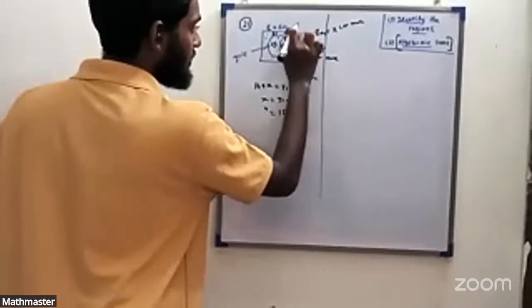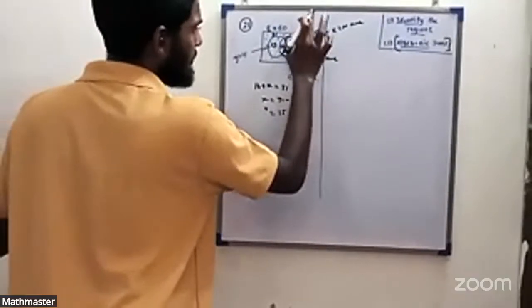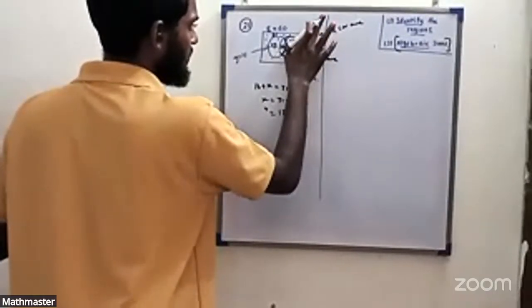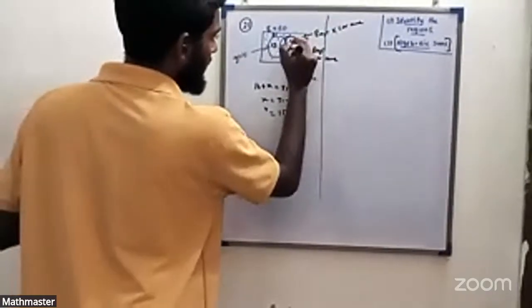So what is the value? We don't know. Then put some algebraic term. Put X, Y, B, whatever it is. You can put it. I put A. Right?